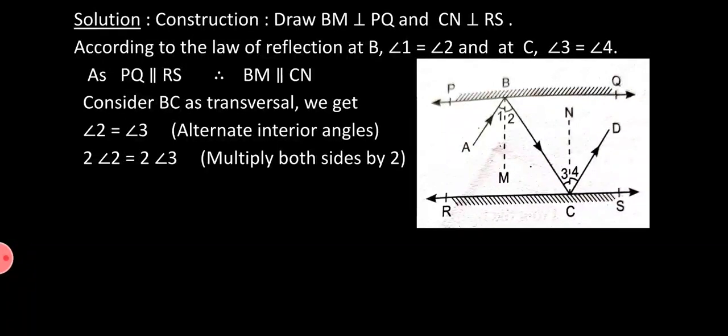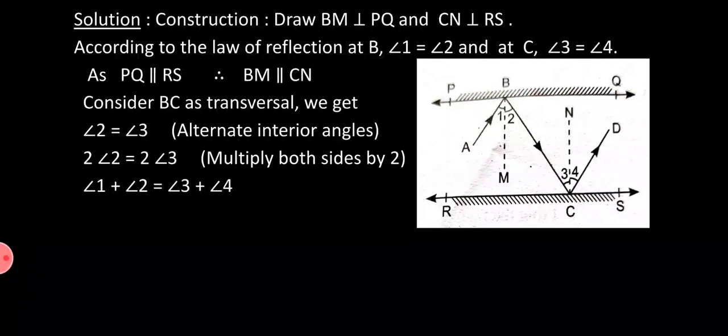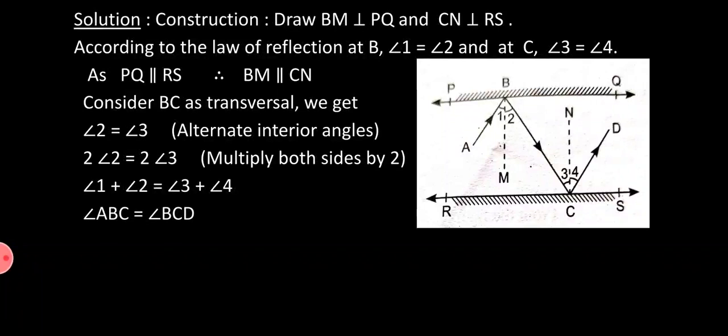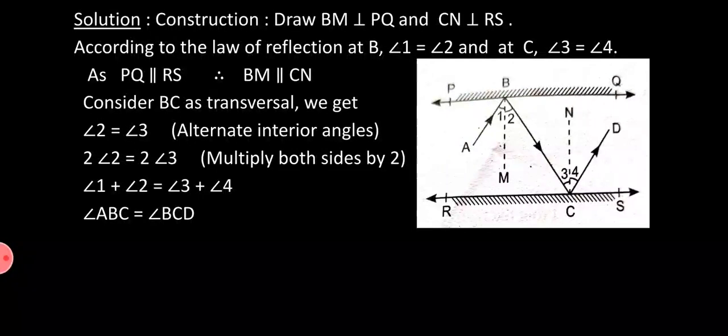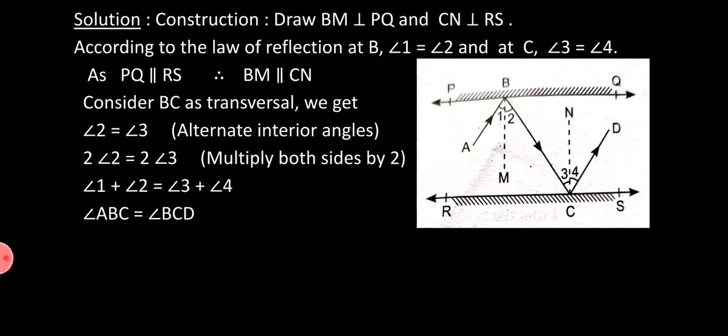Now multiplying both the sides of this by 2, we get twice angle 2 equal to twice angle 3. In place of twice angle 2, we write angle 1 plus angle 2 because already we have, according to law of reflection, angle 1 is equal to angle 2. Similarly, twice angle 3, we can write angle 3 plus angle 4. Now look, angle 1 plus angle 2 is nothing but angle ABC, and angle 3 plus angle 4 is nothing but angle BCD.